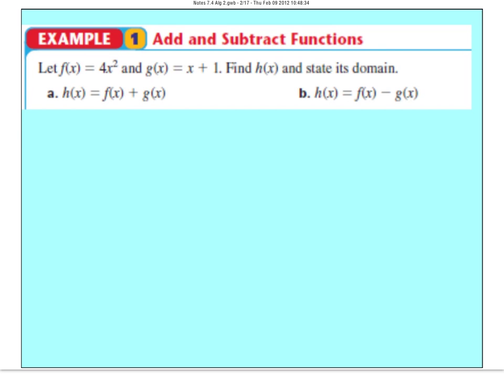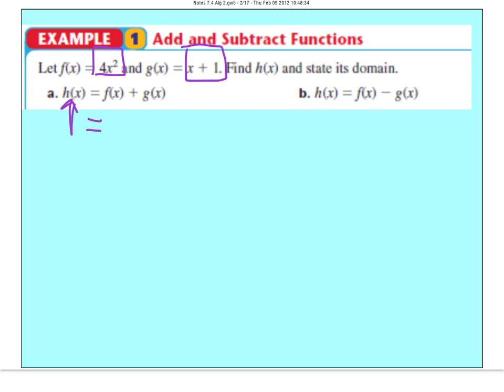Okay, let's try an example with 2 different functions. They're still going to call them f of x and g of x, but they are different. So f of x is 4x squared. G of x is x plus 1. Again, f of x and g of x are just labels. They want us to find h of x.